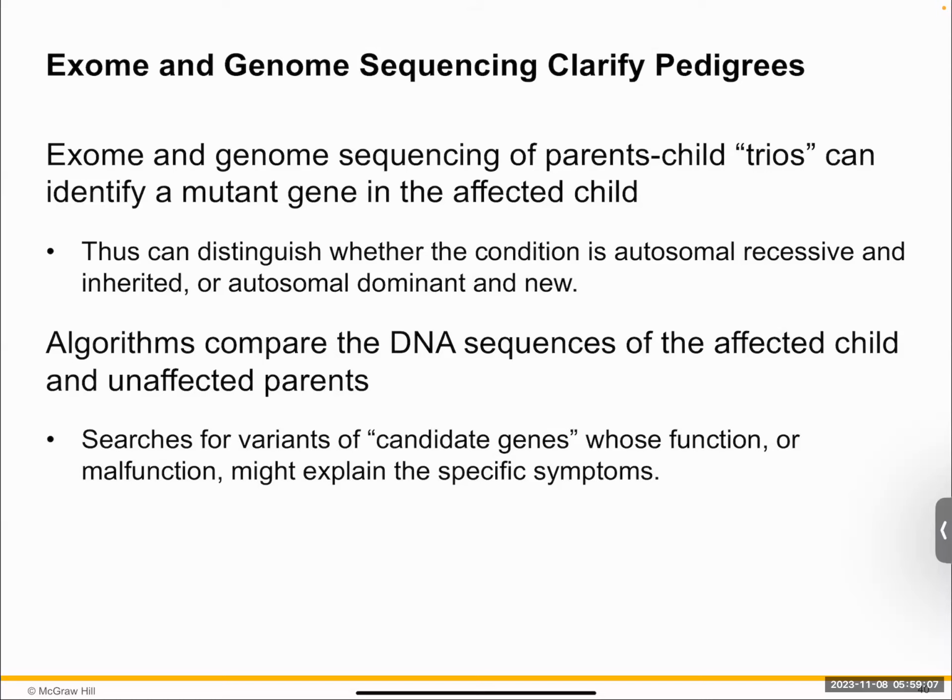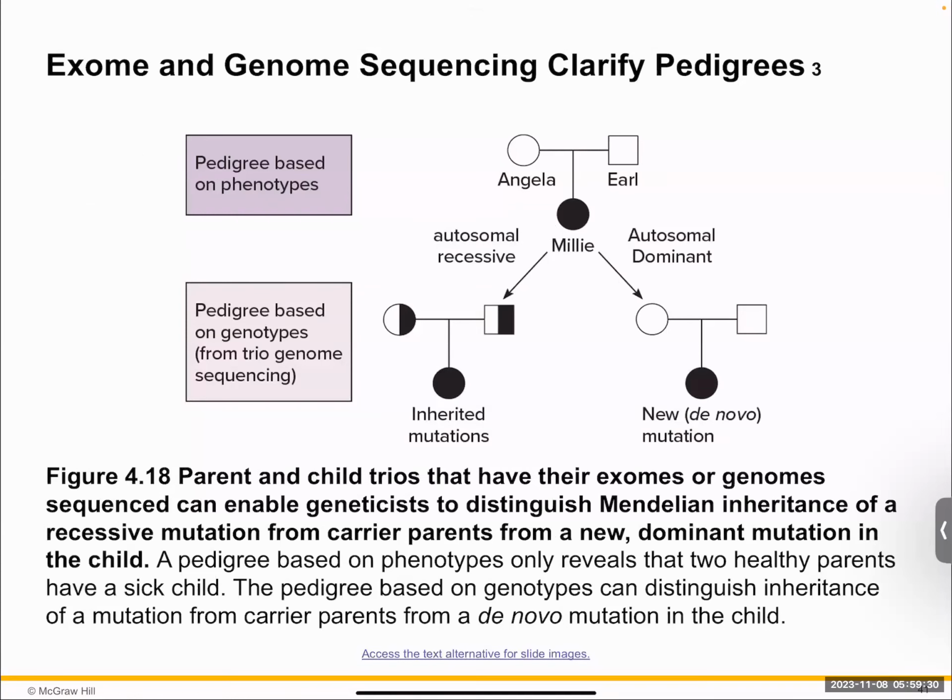So the algorithm is basically comparing the DNA sequence of the parents with the child to see if there are similarities between the genetic information. If there are, that implies that there were carrier parents. But if the mutation is absent in the parents but present in the child, that means it was a new mutation.